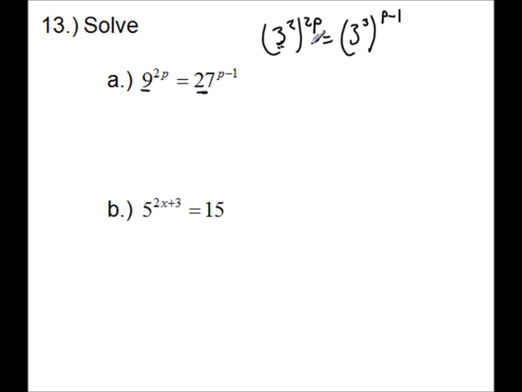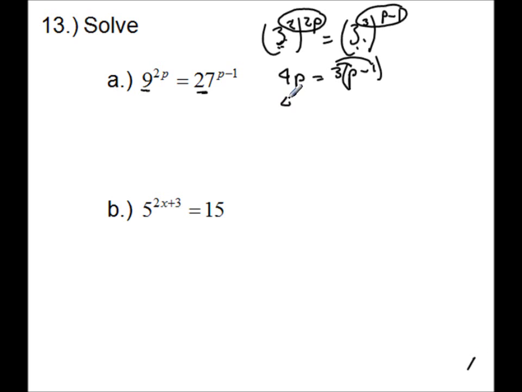So now what I have done is I've changed these and written them with a base of 3. Now with the base of 3, for this to be an equal statement, the exponents have to equal each other. So then you get 2 times 2p is 4p equals 3 times p minus 1. Now I wrote it this way. You can, if you remember to distribute it, that's fine, but some people forget. Remember, you have to distribute it because you're multiplying by a quantity.